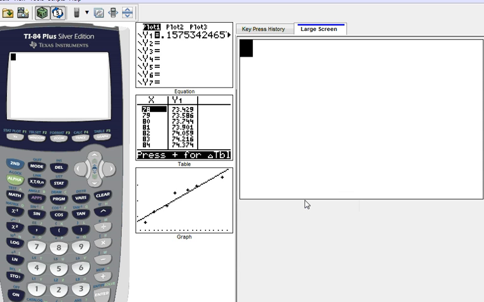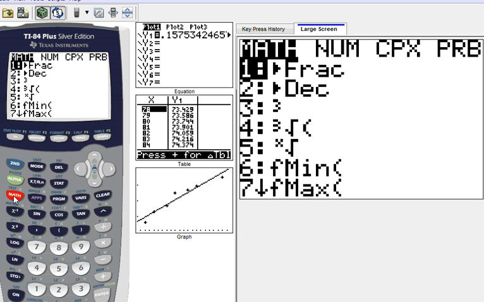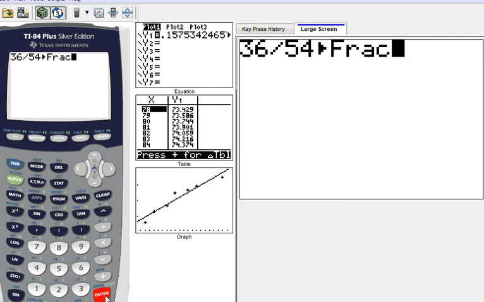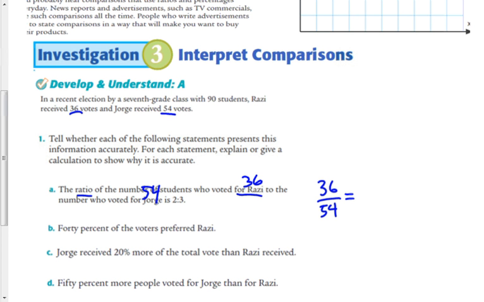All right, so we have the ratio of 36 to 54, and I'm just going to put that in my calculator using the divide sign. If you press math, and number 1 is fraction, press enter on that, then press enter, the calculator will simplify that fraction for you. And we can see from that result that this is equal to 2/3. So that's a correct comparison.